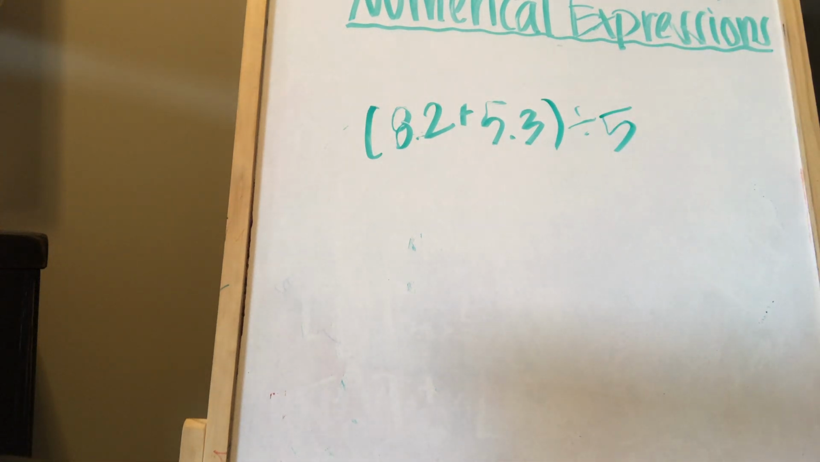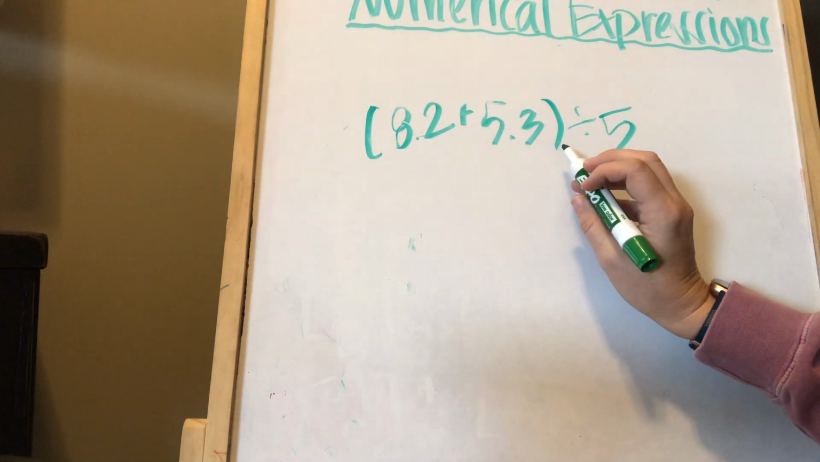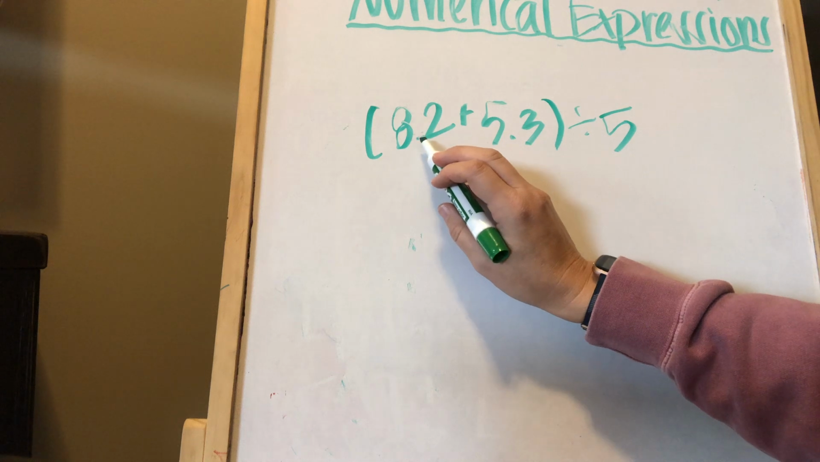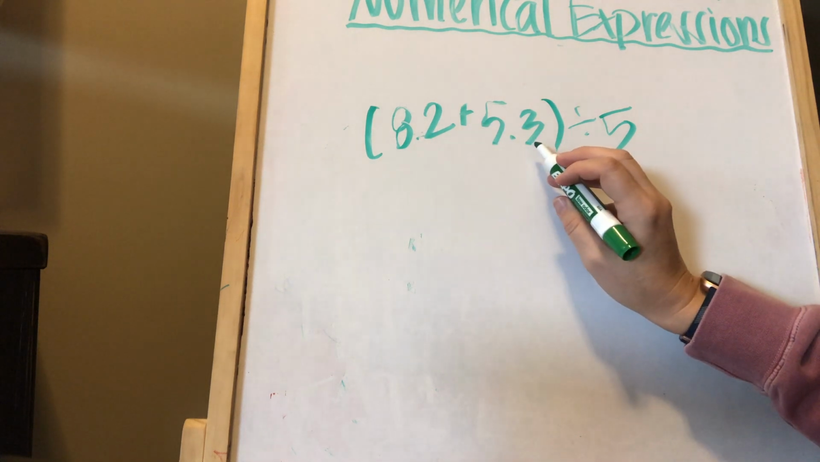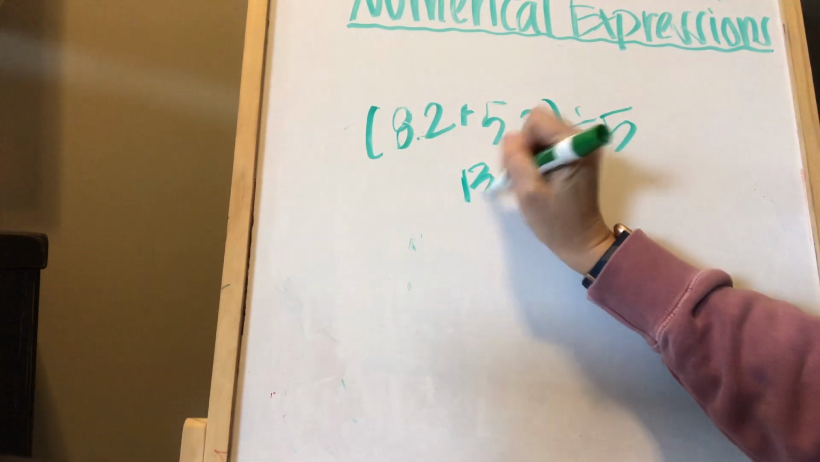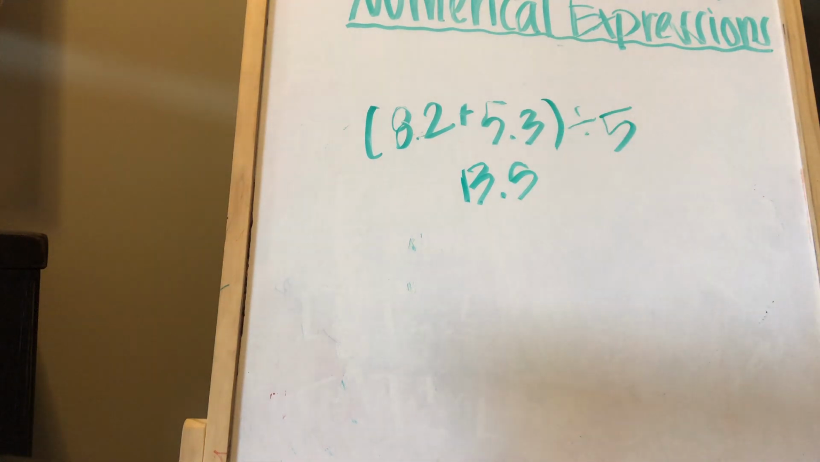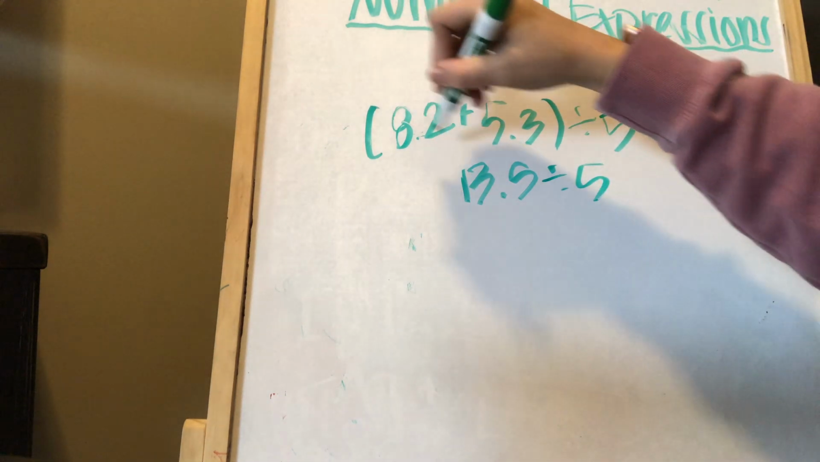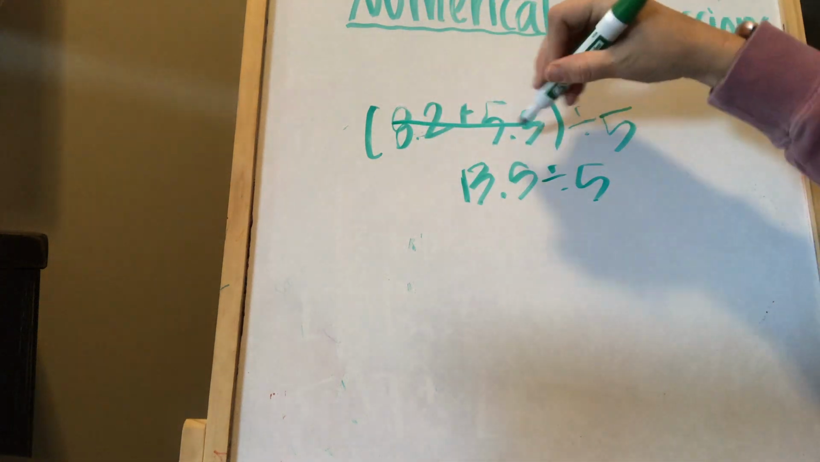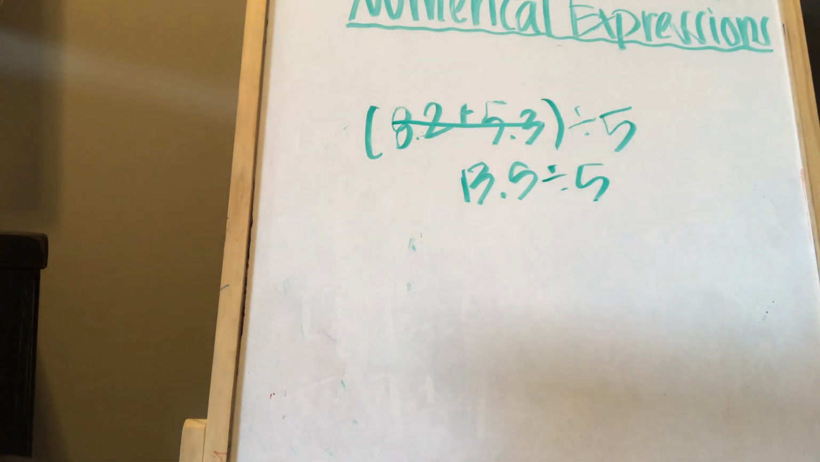When we do these problems, we are going step by step following the order of operations. First thing that we need to do is take care of our parentheses. So I'm going to do my 8.2 plus 5.3, which is 13.5. Now, there are different ways to write this. I like rewriting my problem here because that is my new problem. Other people, if it helps to, maybe cross this off and just have that below, that's fine too.